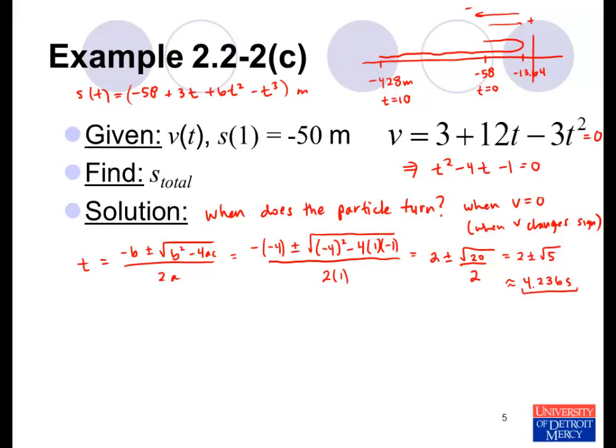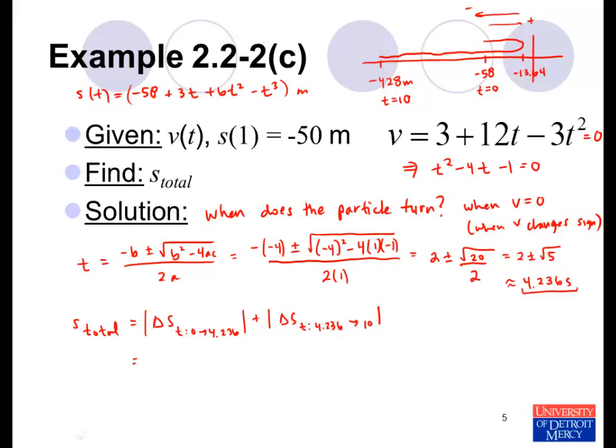And so, in order to determine the total distance traveled, we need to determine the displacement going forward plus the displacement going backwards. So the total distance is the displacement from 0 seconds to 4.236 seconds, or the absolute value of the displacement, because we don't care if we're going forward or backwards, we just care about the magnitude, plus the displacement after the turn, so from 4.236 seconds to 10 seconds.